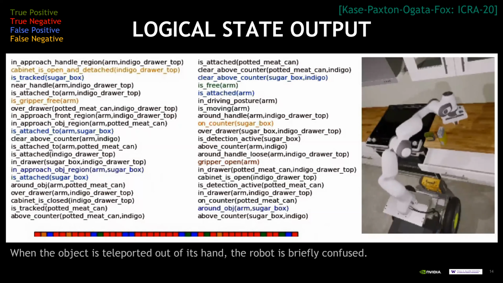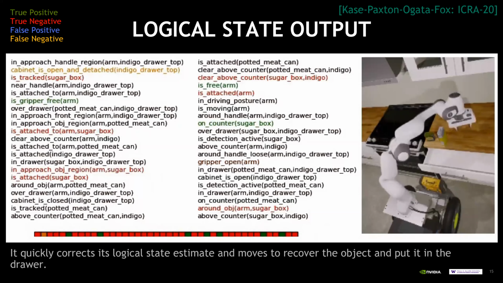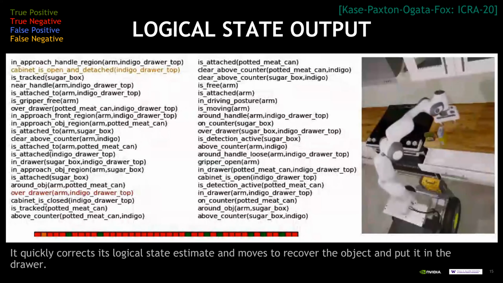But then we try to distract it by teleporting the sugar box away. And now its internal state is all in chaos. It doesn't quite know what's going on anymore. But the system will quickly react. The predicates correct themselves almost instantly. Its logical state's updated. It moves over to the box, descends and picks it up.